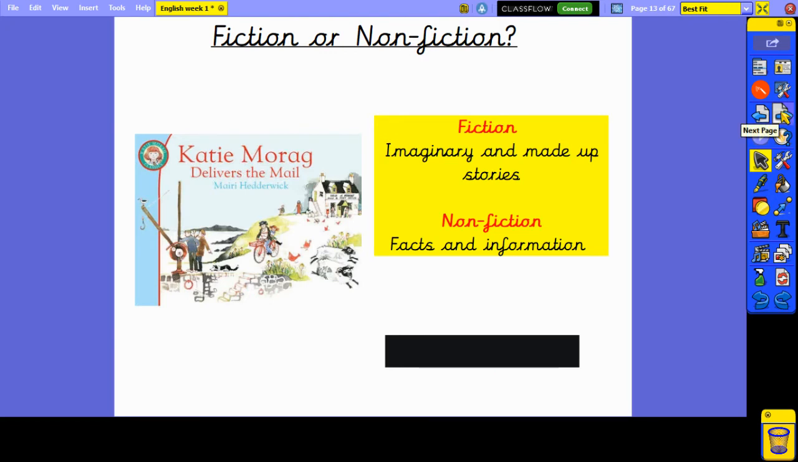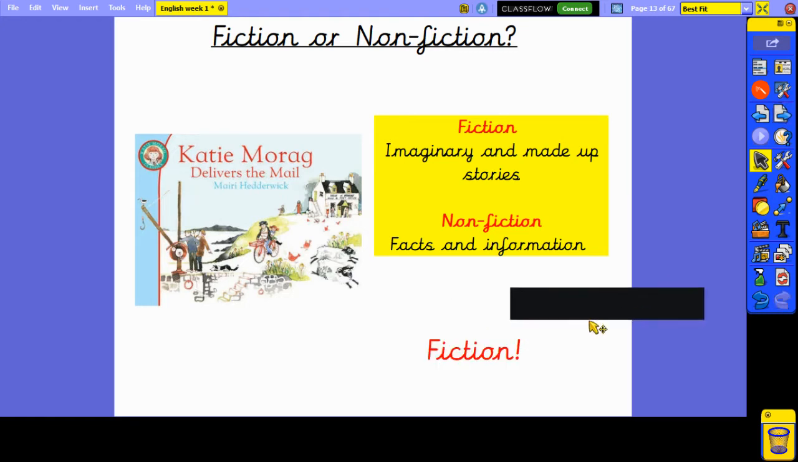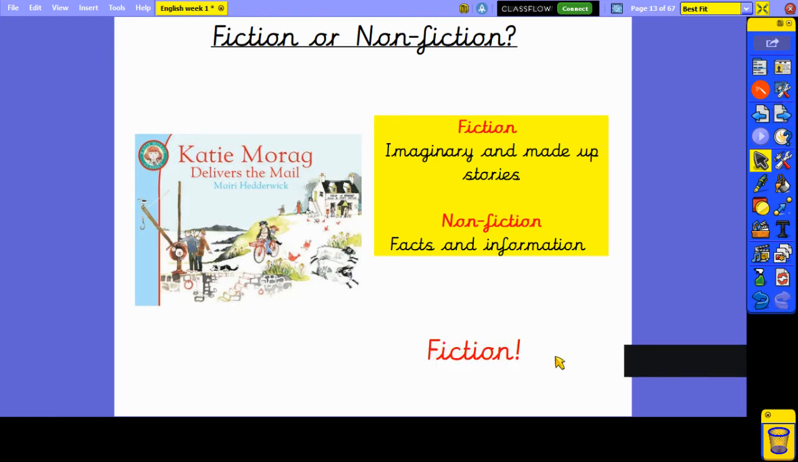What about Katie Morag Delivers the Mail? Has somebody made this story up? Or does it tell us facts and information? Fiction or non-fiction? It is fiction. Even though it might be based on an island and some of the features of the island exist, the story of Katie Morag delivering the mail has been made up. It is fiction.